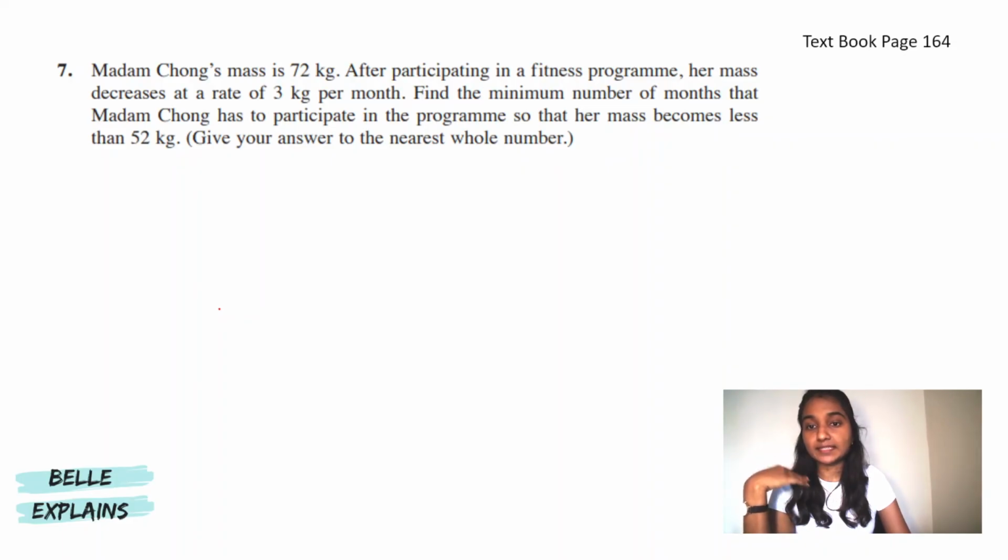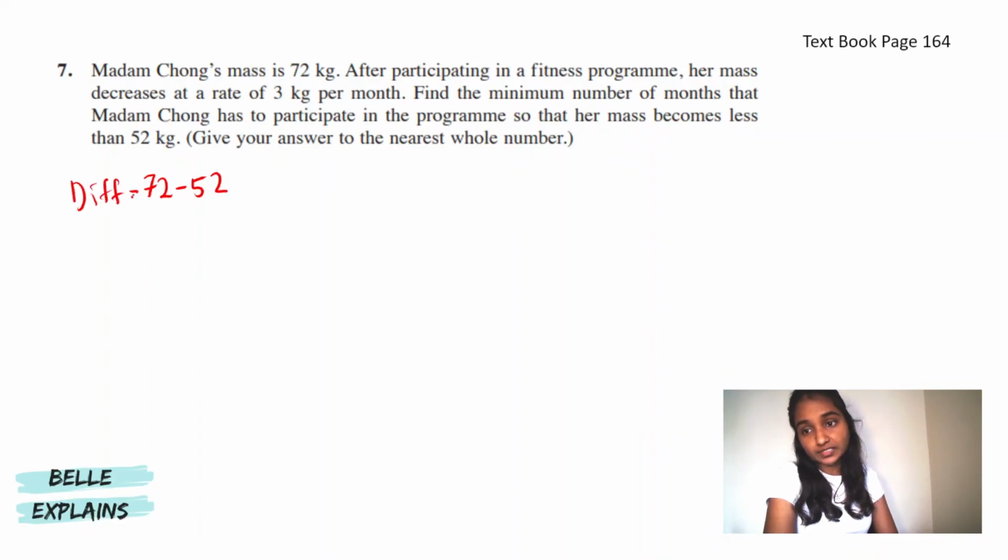Madam Chong's mass is 72 kg. After participating in a fitness program, her mass decreases at a rate of 3 kg per month. Find the minimum number of months that Madam Chong has to participate in the program so that her mass becomes less than 52 kg. Okay, so 72 minus 52, the difference here is 20 kgs.